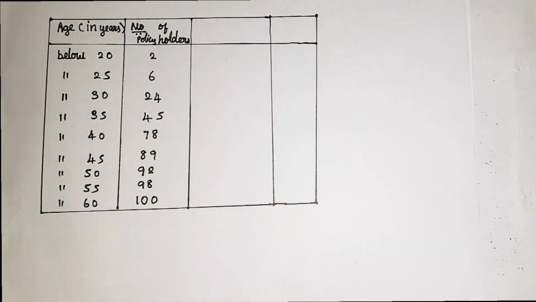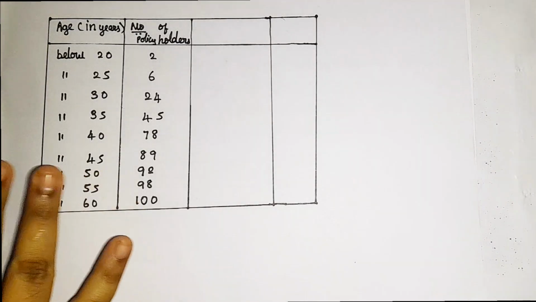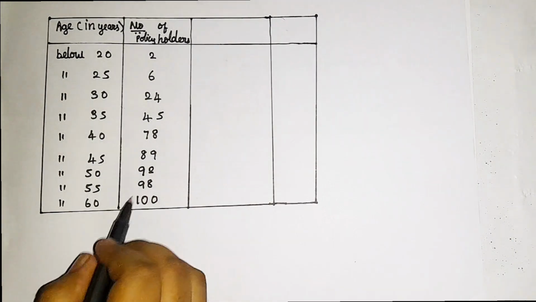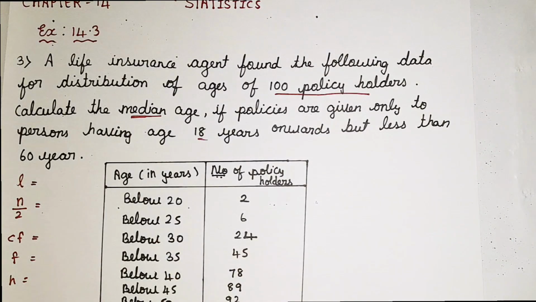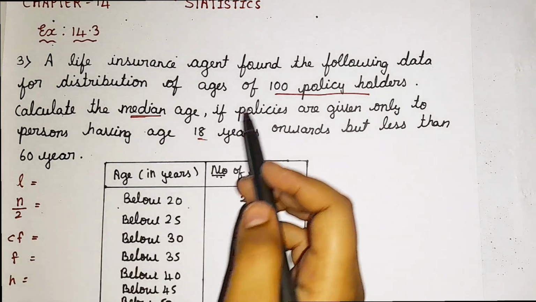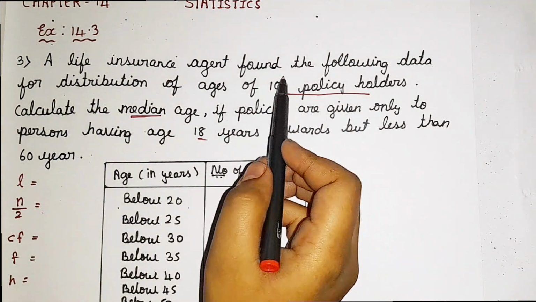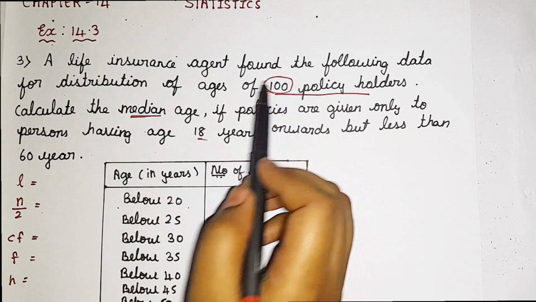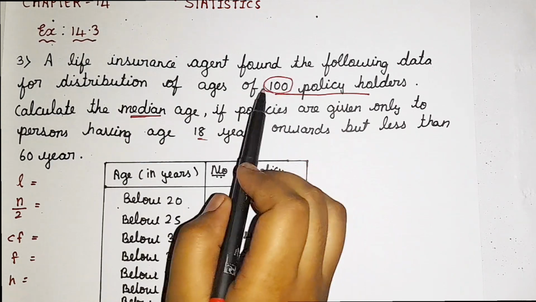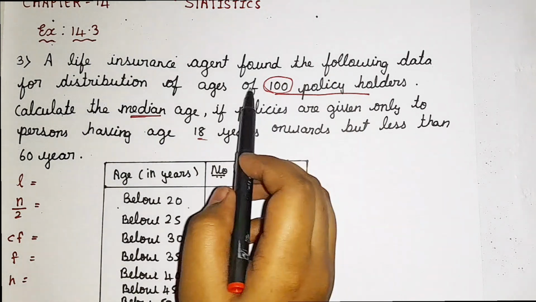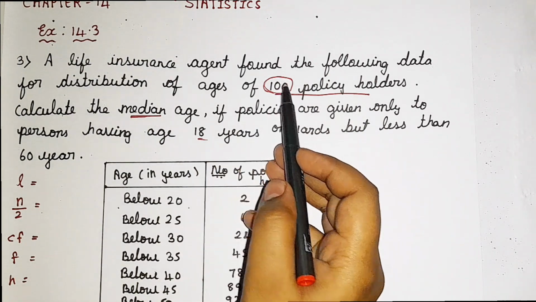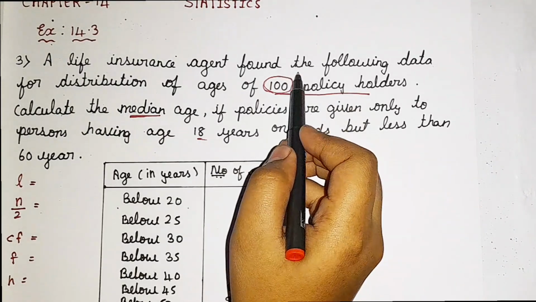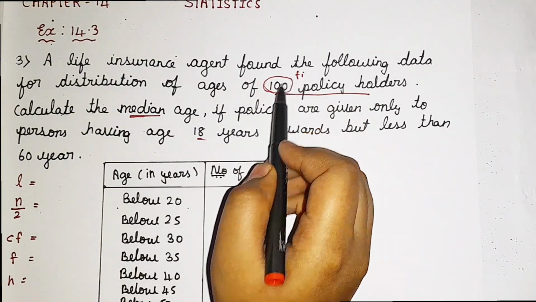If you can't see, actually the last number is 100. So I'll show you here in another table. I just represent the table right over here. So here the last number is 100, isn't it? When you look at the question, they had mentioned 100 policy holders. So total frequency is 100. Whenever they mention a number like this, that one is the total frequency, isn't it? So totally there are how many policy holders? There are 100 policy holders. So this is the total Fi value.